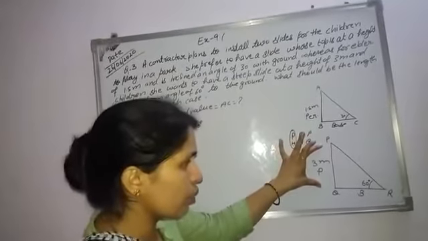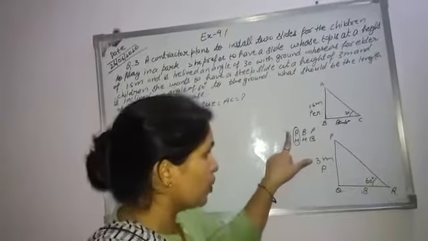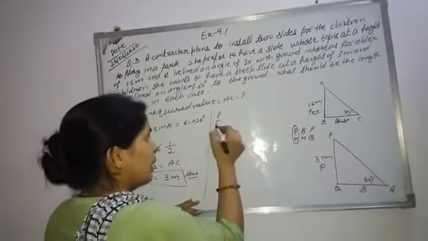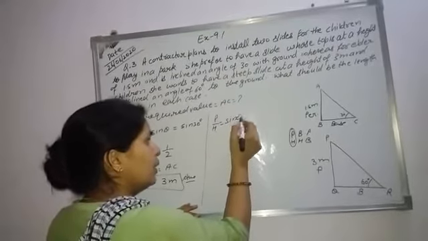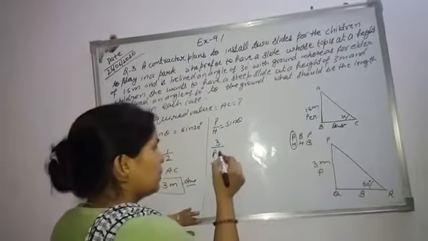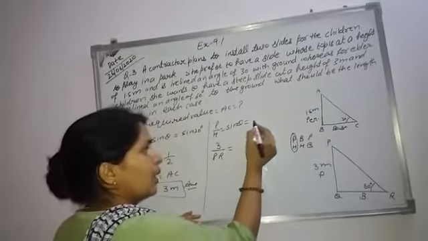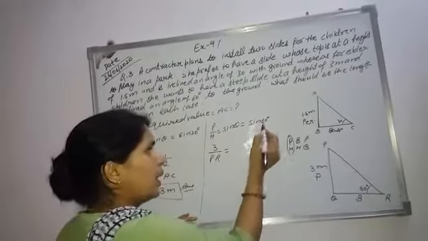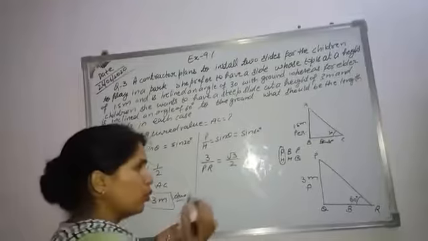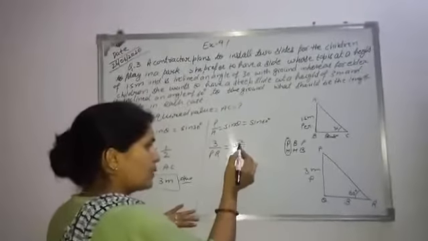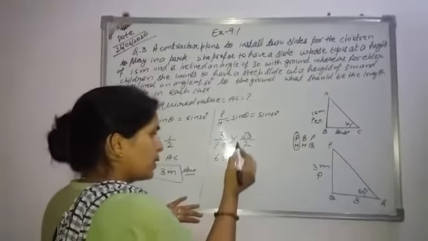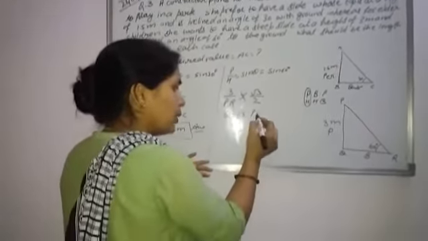Again the perpendicular is given to us, the hypotenuse we want to find out. The relation between perpendicular and hypotenuse, that is P divided by H, is equal to sin theta. The perpendicular is equal to 3, the hypotenuse is PR, equal to sin theta, which is sin 60 degrees, and the sin 60 value is always equal to root 3 divided by 2. So by cross multiplication, 6 is equal to root 3 times PR.